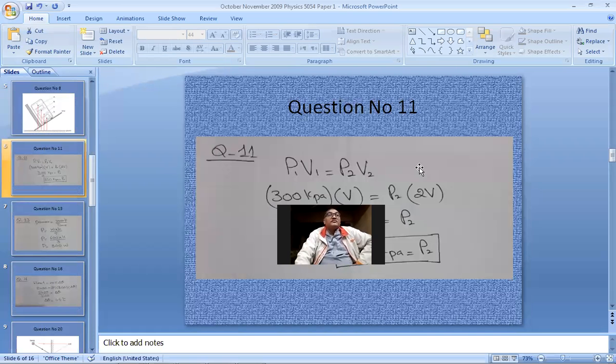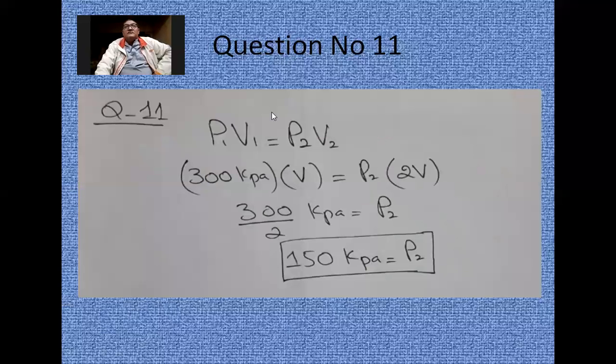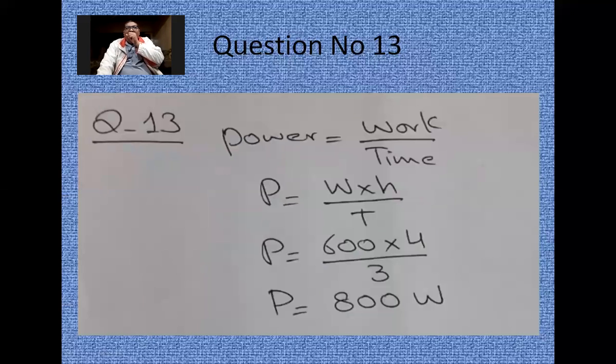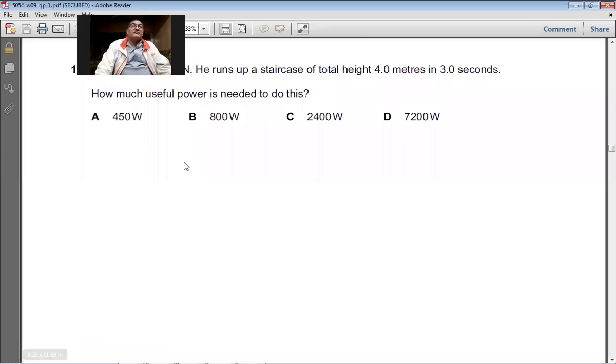So let me show you. Power is equal to work divided by time. So the power will be equal to weight times vertical height divided by time. So 600 multiplied by 4 is 2400, and then 2400 divided by 3. When you divide 2400 by 3, you get 800 watt. So the power produced will be 800 watt. Let's check. Yeah, B is the right option.